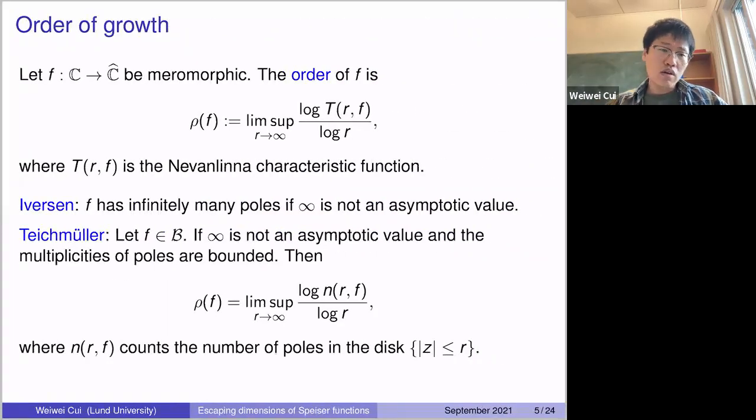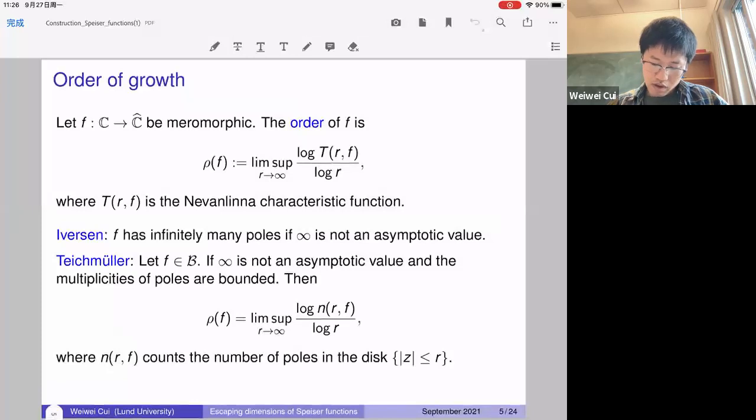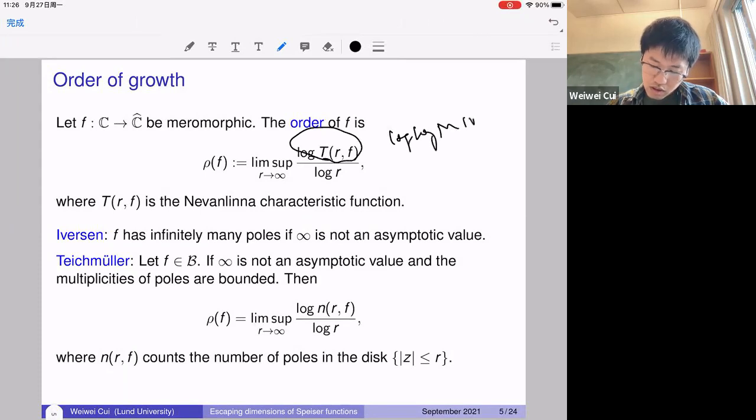I will also recall the definition of order or growth of a function in the meromorphic setting, which is defined by the Nevanlinna characteristic function. If the function is entire, you can replace the T function here by log M(r,f), where M(r,f) is the maximum modulus.